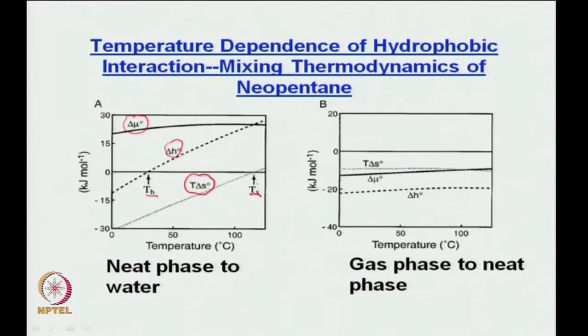So at room temperature, your change in free energy is primarily what? Entropic. When you go to high temperature, close to 110, 112, your delta S 0 is equal to 0. So delta G 0 is equal to what? Delta H 0. That means at the higher temperature side, your free energy change is primarily what? Enthalpic, right? It is not entropic. Is it clear? So this is the take home point of this figure or of this diagram.